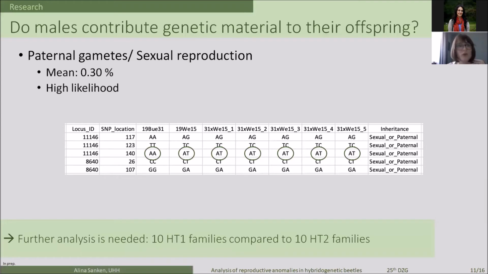But of course, 2 families aren't enough to really come to a conclusion. So I'm aiming at 10 haplotype 1 families to compare them to 10 haplotype 2 families. And right now, the data for 7 more families is waiting on the PC at university and is waiting for me to analyze them.